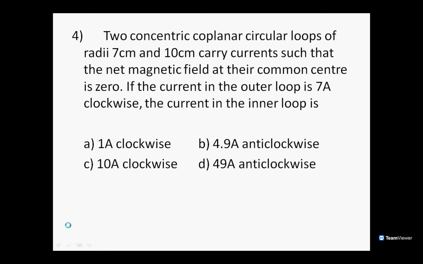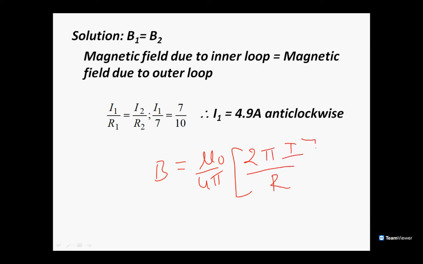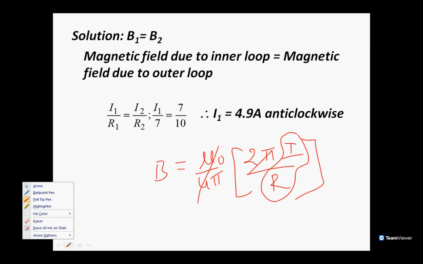Next. This problem belongs to which formula? You know, the magnetic field produced by the circular coil at the center. That we know, that formula. B equals mu naught upon 4 pi into 2 pi into I divided by R. Of course, number of turns is only 1. Here I don't want to carry this luggage. Only the relation is I and R. That's why here I have written I1 by R1 equals I2 divided by R2.